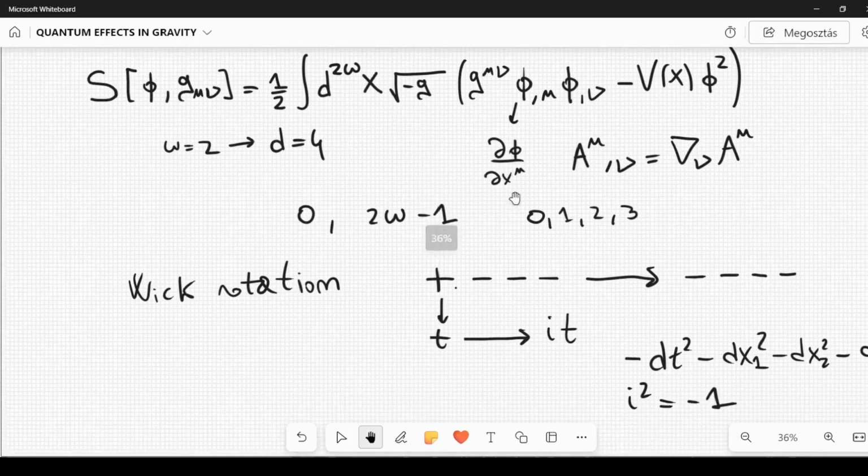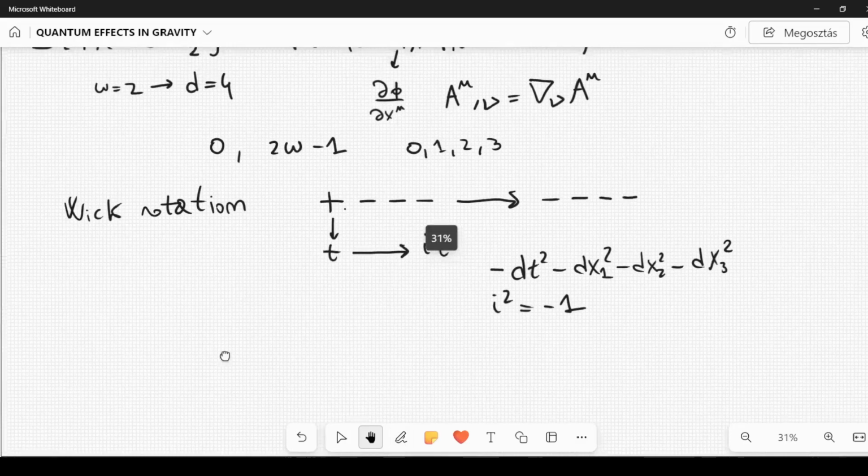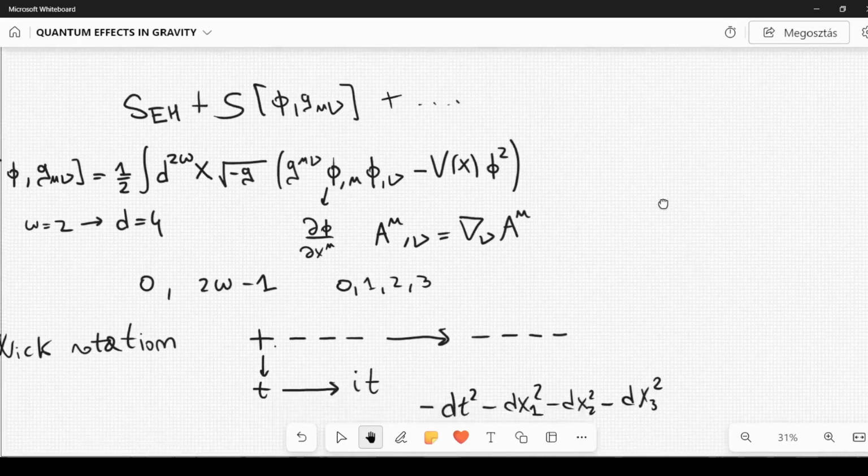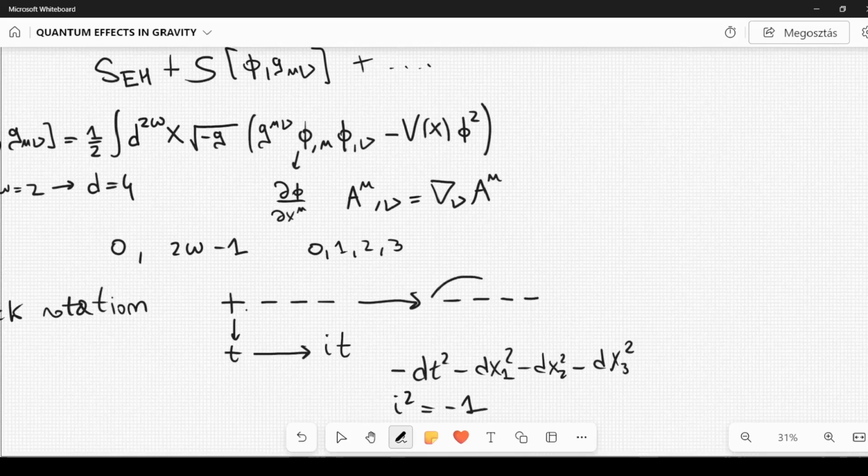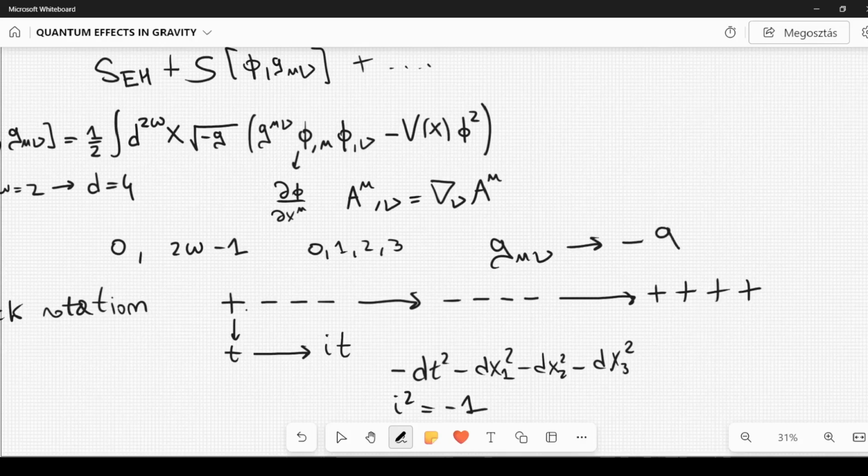Now, as I said, I want to make a Wick rotation, and the action changes with this signature. Let me also tell you that from this signature with all minus signs, we can go to a signature with all plus signs. And how can we do that? Well, we simply replace g mu nu with minus itself.